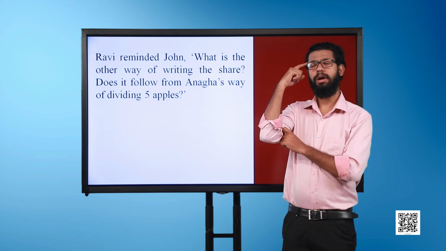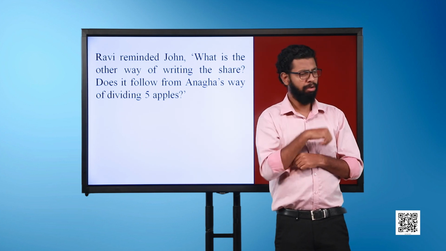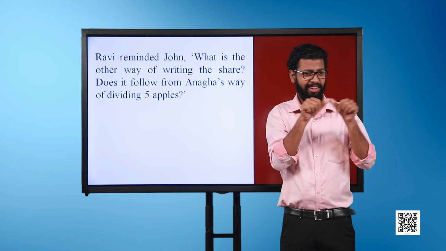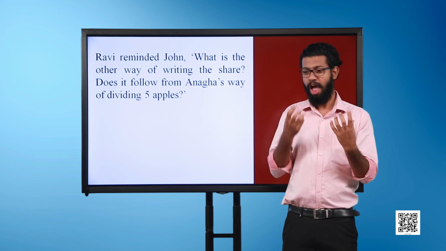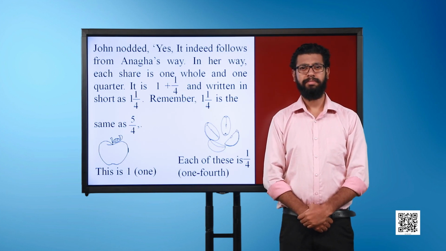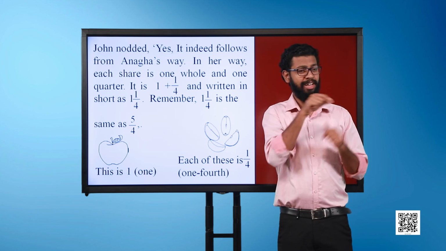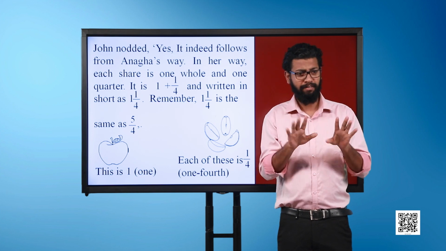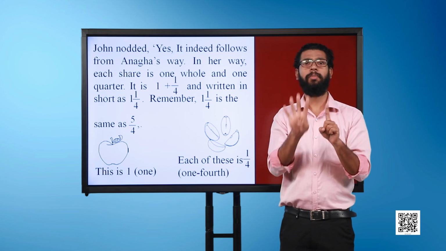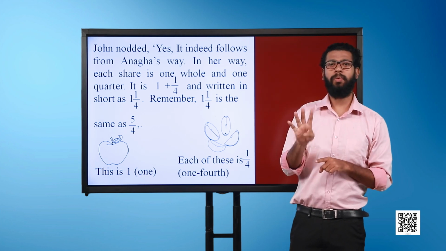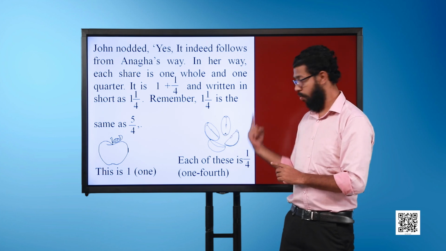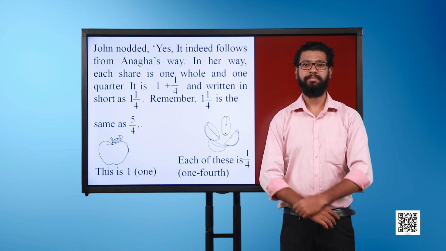Ravi reminded John, "What is the other way of writing the share? Does it follow from Anagha's way of dividing 5 apples?" John nodded. Yes, it indeed follows from Anagha's way. In her way, each share is 1 whole and 1 quarter. It is 1 plus 1/4 and written in short as 1¼. Remember, 1¼ is the same as 5/4. Page 140.